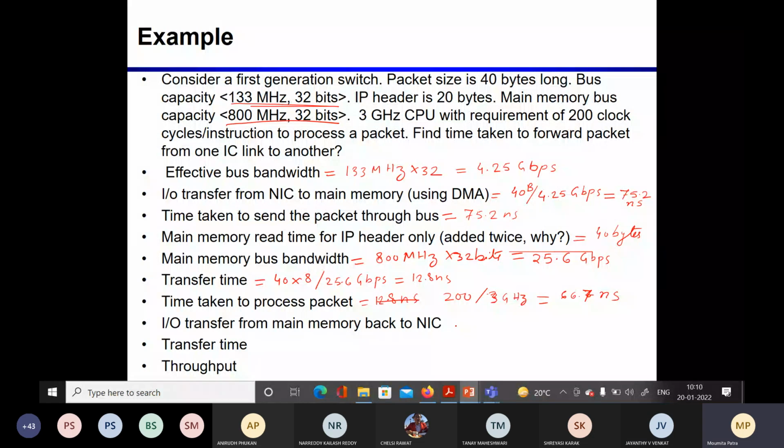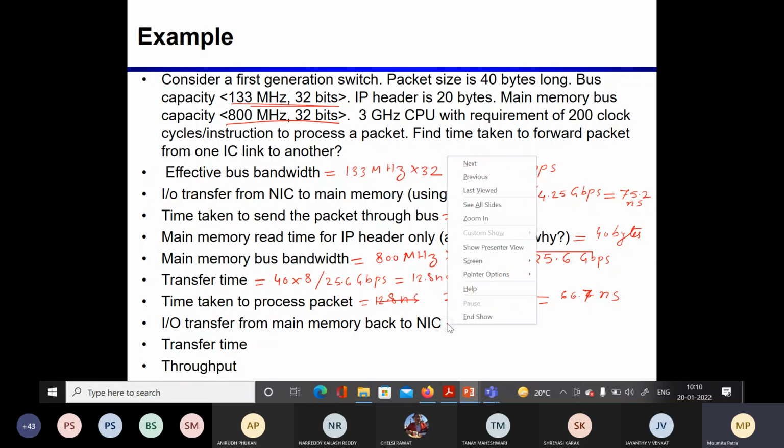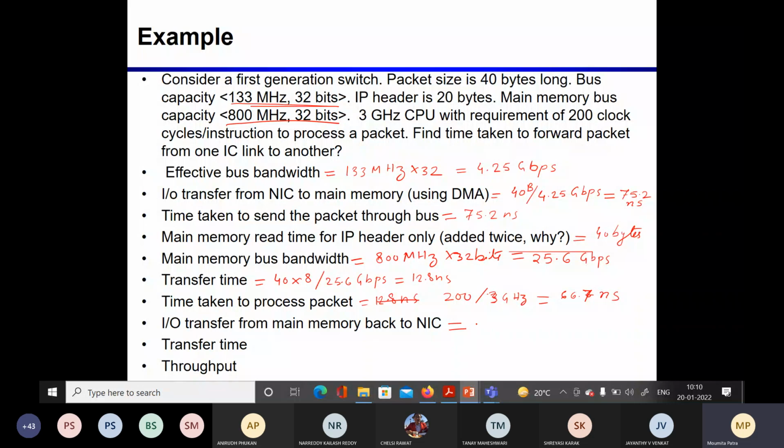Okay. Now we will get IO transfer time back to NIC. So we have already considered, no? We have already found it. What is the time to move our packet from NIC to main memory? We have got it, 75.2 nanoseconds. So this is 75.2 nanoseconds. Anyways, let me write it again. This is 75.2 nanosecond.